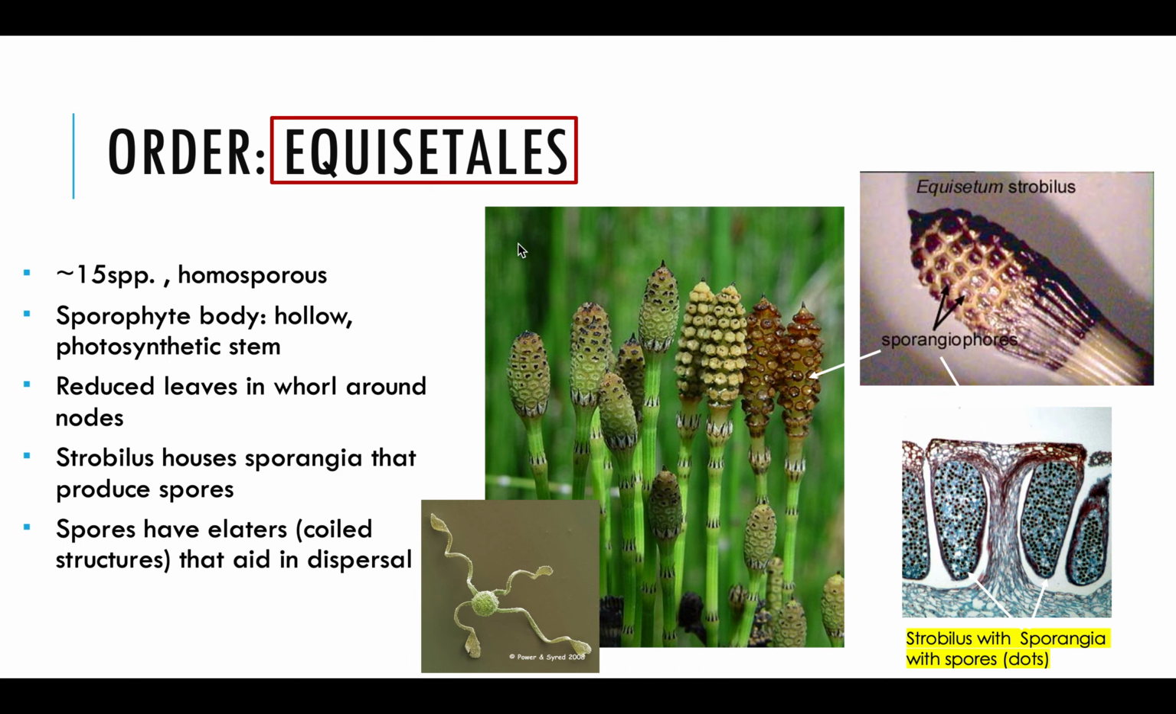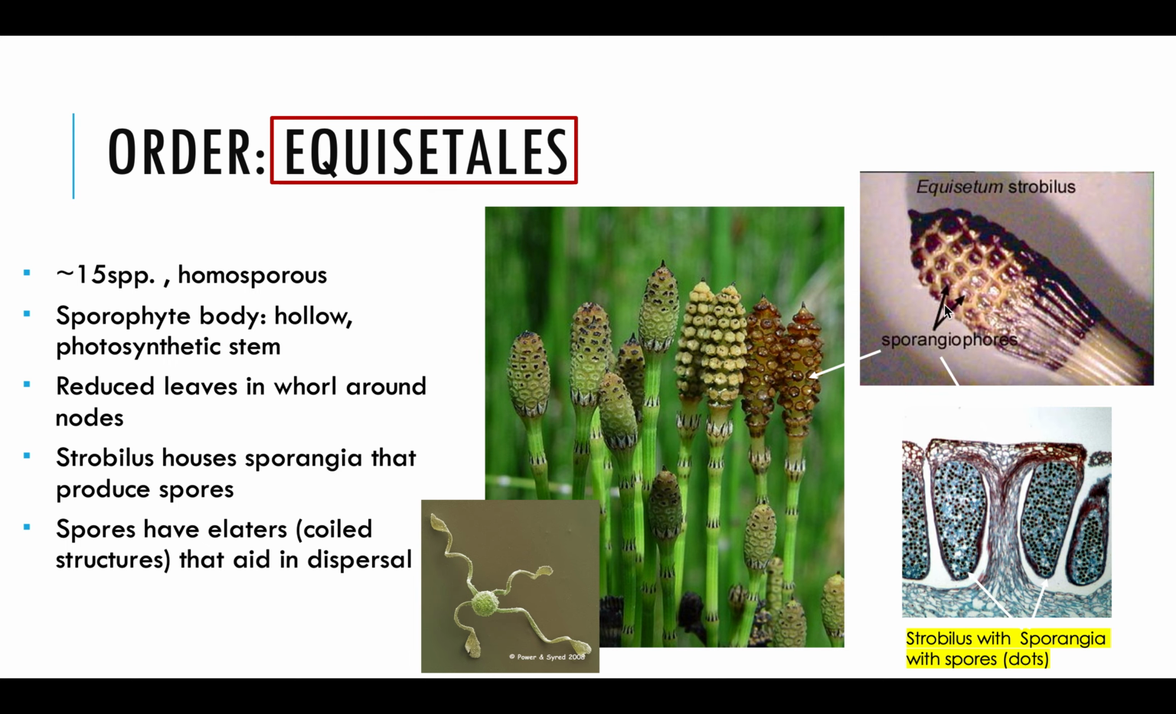Next order is Equisetales. These guys are homosporous. They only have one type of spore. What you need to know is that their strobili here, where the spores are housed, look like this, all right? They have reduced leaves, which wrap around the stem just like that. Their spores have what are called elaters, which help them attach onto things more easily when they're dispersed out of the strobilus, right?